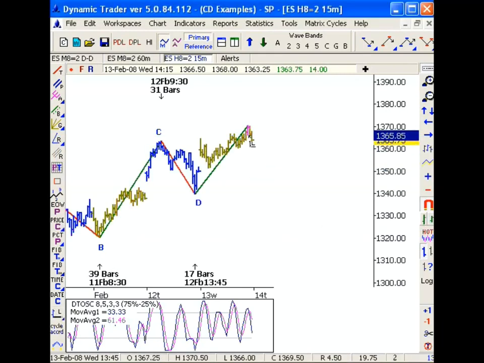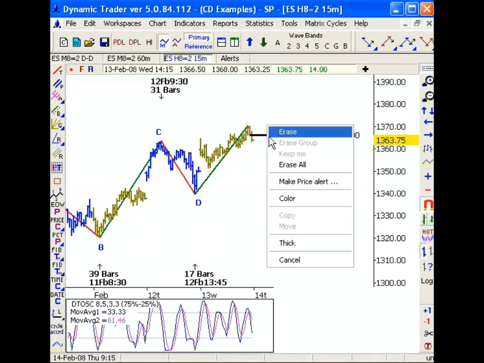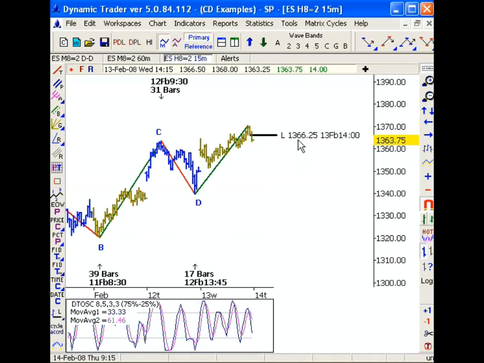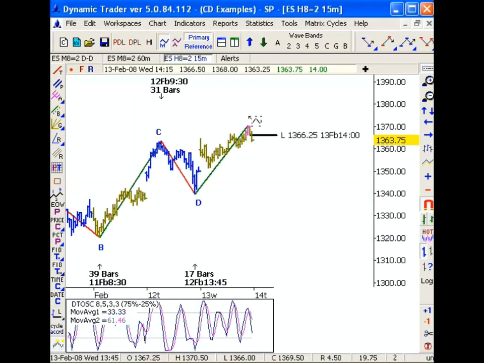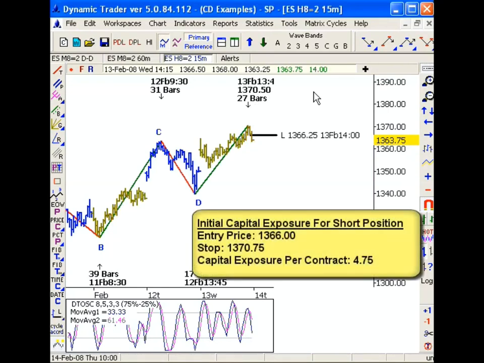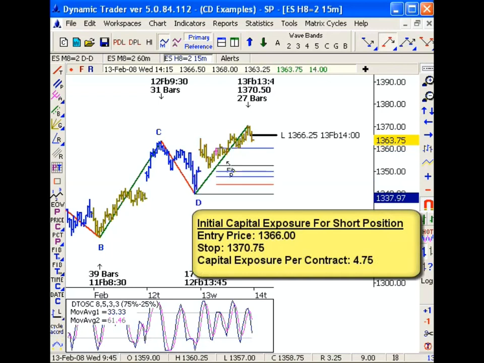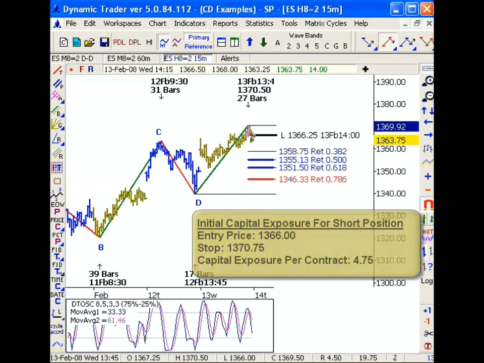And we have an entry, 1366. Our stop, 1370.75. So about 4 3/4 points capital exposure per contract. What's our objective? Same strategy we just talked about. We're not going to change our strategy. Nothing's really changed here.